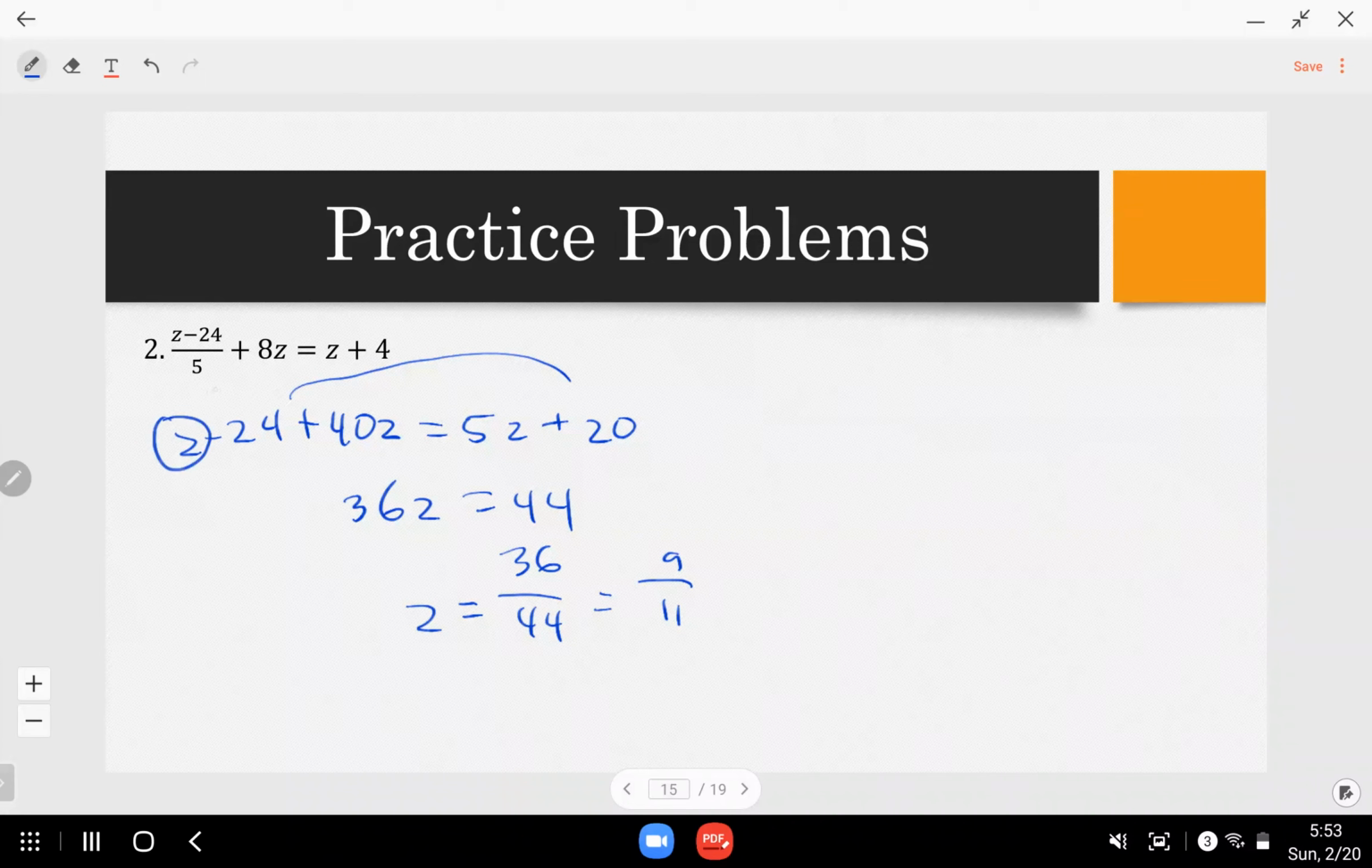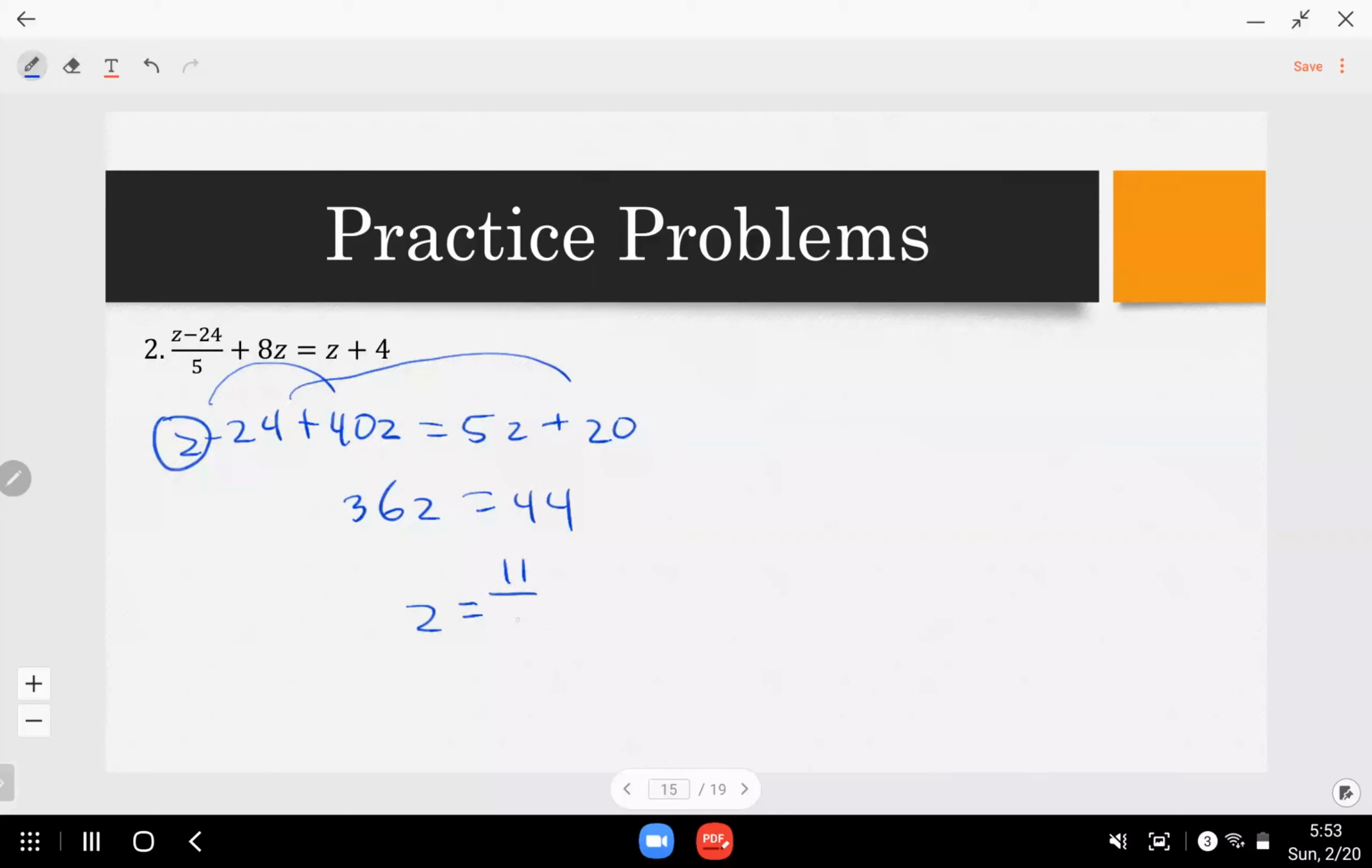Because you're adding this z to this 40z first, you get 41z, then minus 5z is going to be 36z. Then you move this -24 to that side, it's going to be 20, then it's going to be 44, then it's 36z divided by 36 is equal to 44 divided by 36. Oh shoot, I did something wrong.